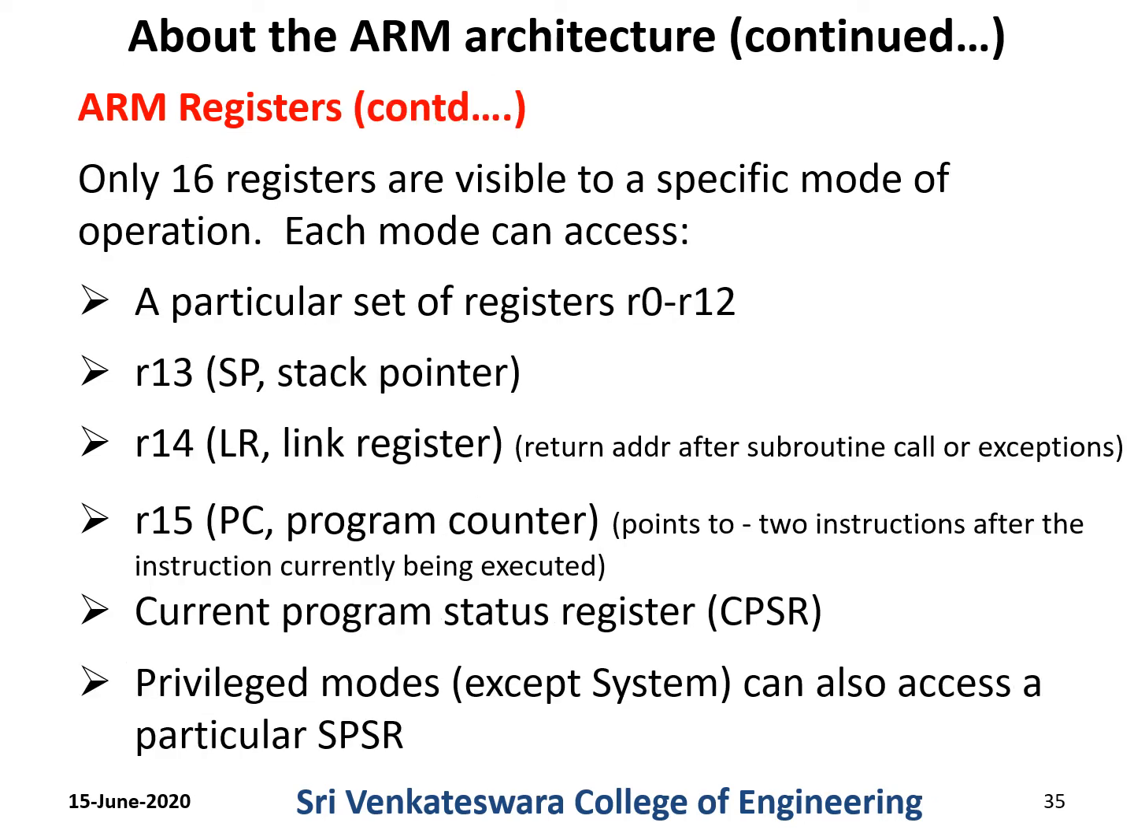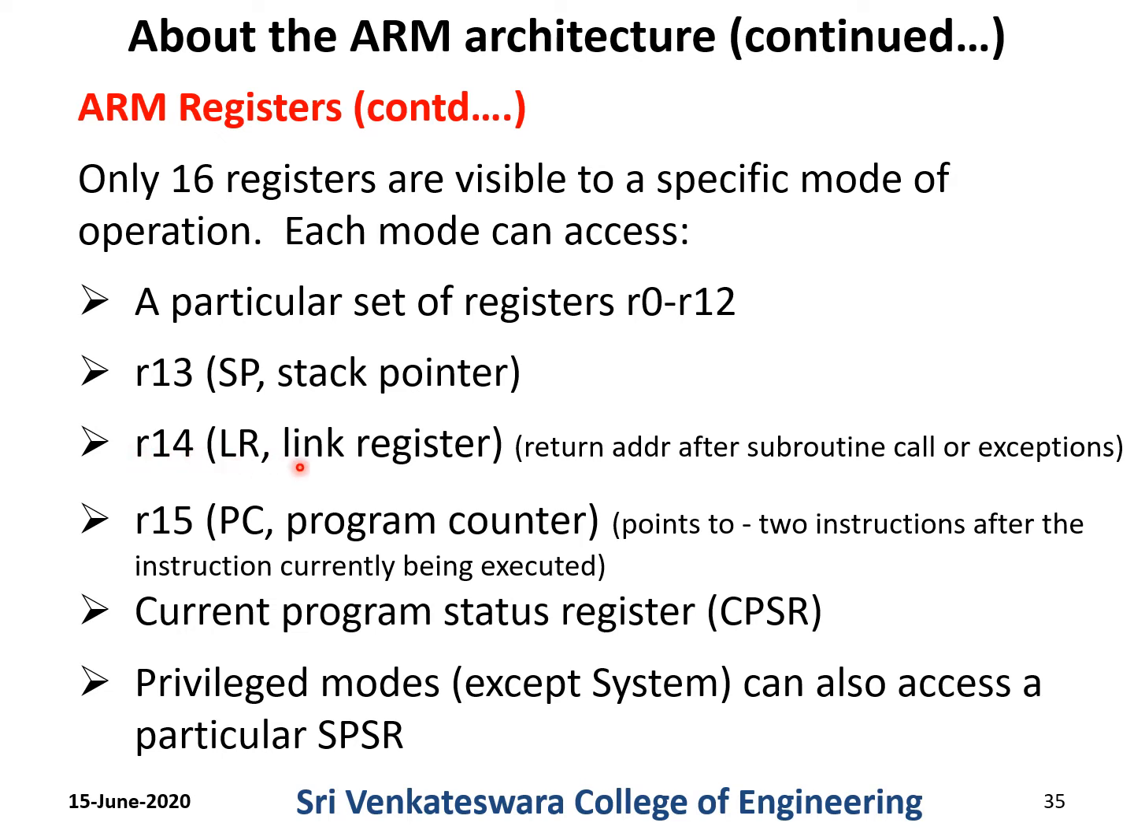For a specific mode of operation, only 16 registers are visible to the programmer. In each mode, a particular set of registers, R0 to R12, totally 13 registers, are accessible. R13 is usually used as a stack pointer, though ARM does not have a stack architecture and does not support a stack. It can have a software manipulated stack. Under such circumstances, R13 can be used as a stack pointer.